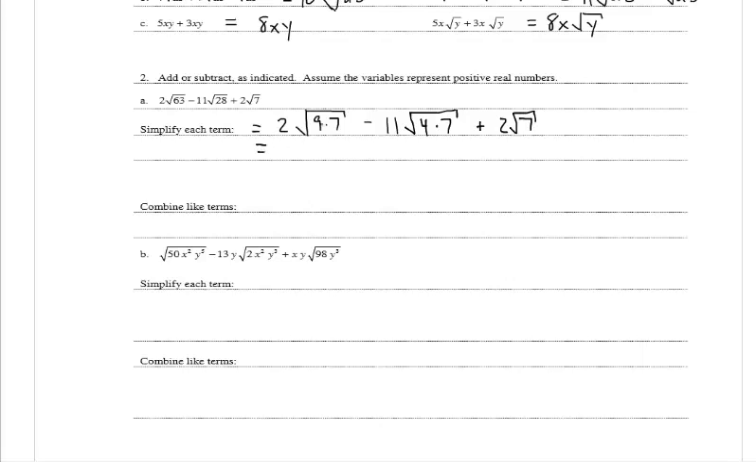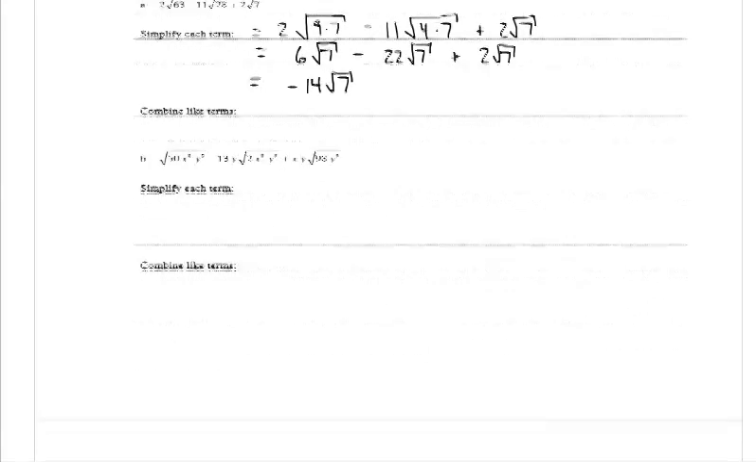So now the first term, we can take the square root of 9, which is 3, and 3 times 2 is 6 times the square root of 7 minus the square root of 4 is 2. 2 times 11 is 22 times the square root of 7 plus 2 times the square root of 7. And now we have like radicands and the indexes are all the same. They're all 2. So we have 6 minus 22 is negative 16 plus 2 is negative 14. So we have negative 14 square root 7.